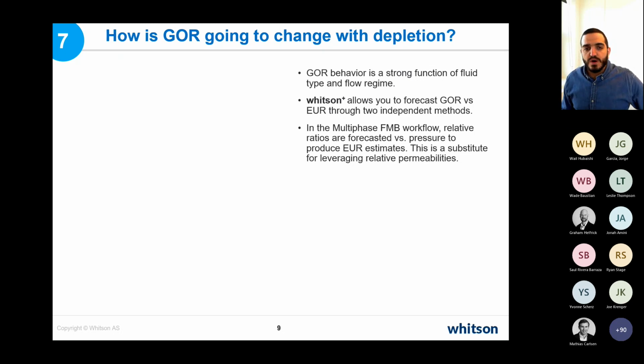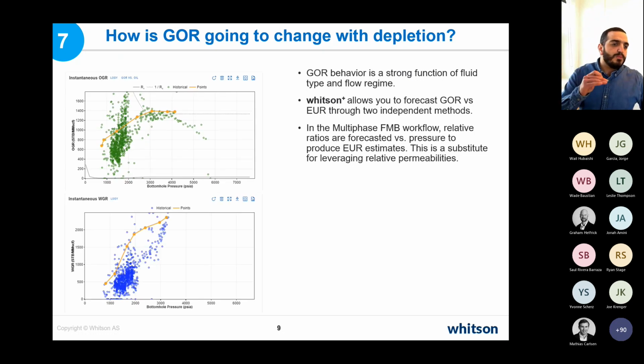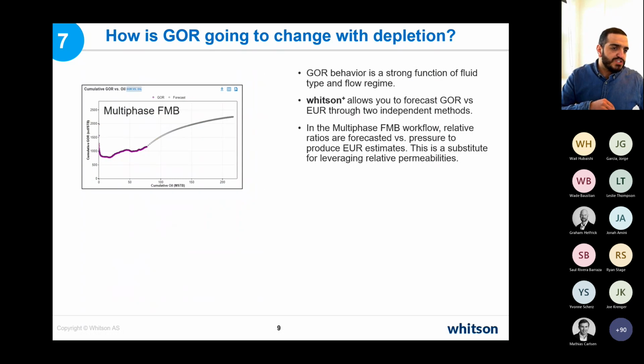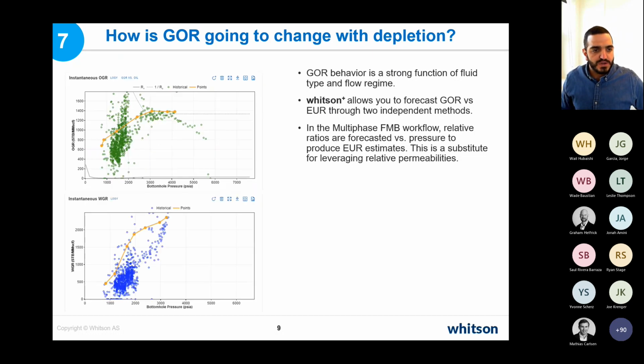One of them is in the multi-phase flow and material balance workflow. There you can basically say, okay, this is how my relative ratios of fluids, my OGR and my water gas ratio are going to look versus pressure. So that is something that you as a user specify. You specify the variation of those properties versus pressure, and with that and the bottom hole pressure forecast that you apply to the well, you're able to generate a GOR forecast for your well. This is basically not needing any inputs related to relative permeability.